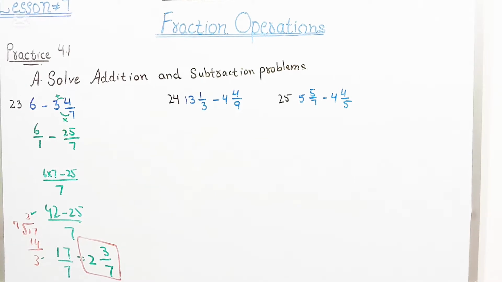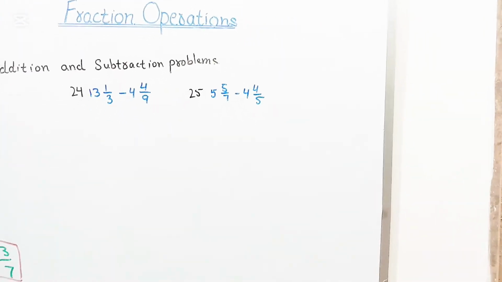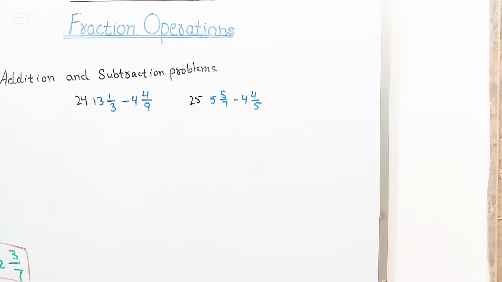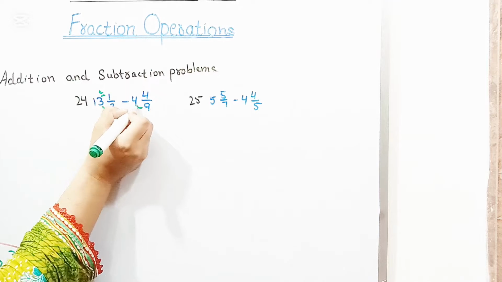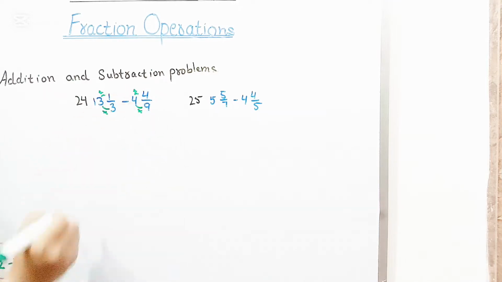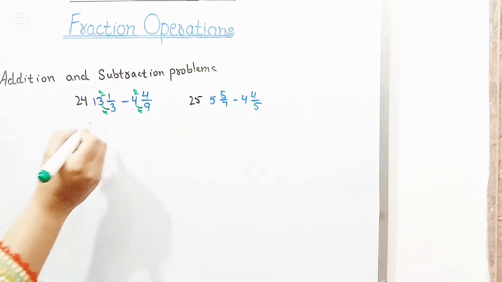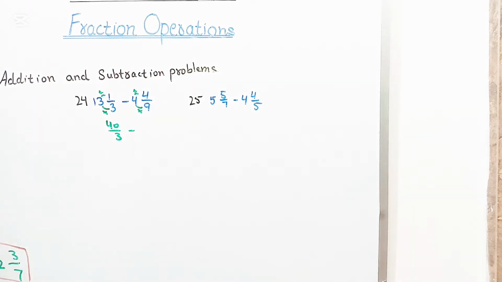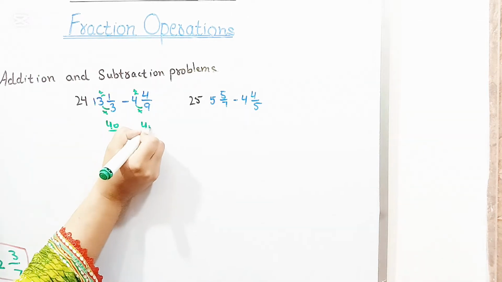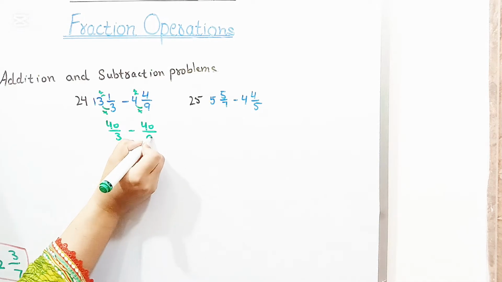Next, question number 24: 13 1 over 3 minus 4 4 over 9. So I again multiply and then we add. Multiply and then we add. 13 multiplied by 3 plus 1 is 40 divided by 3, minus 4 9s is 36 plus 4, 40 over 9.